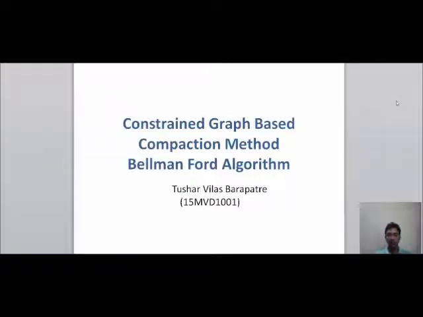Hello friends, I am Tushar Varapatre. I am from a VLSI Science department, and today we are going to make a video on the constraint graph based compaction method, and I have selected the topic of Bellman Ford algorithm.